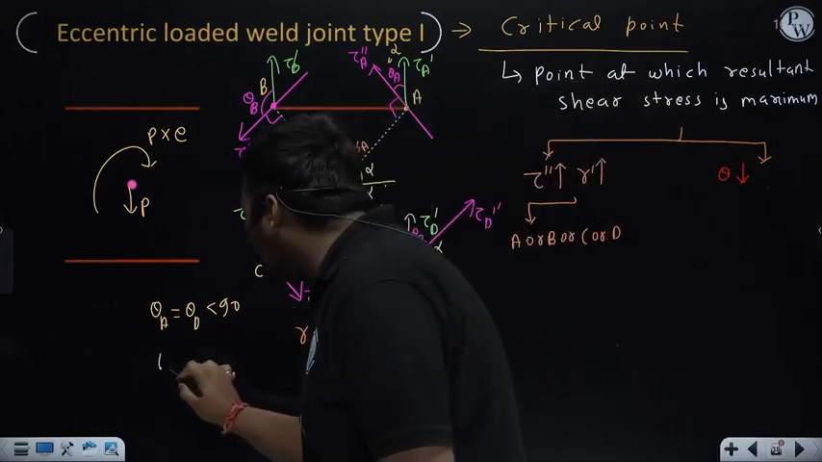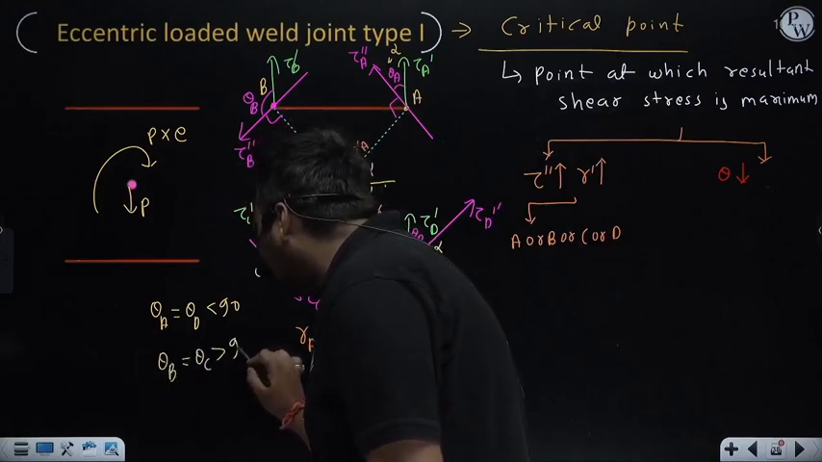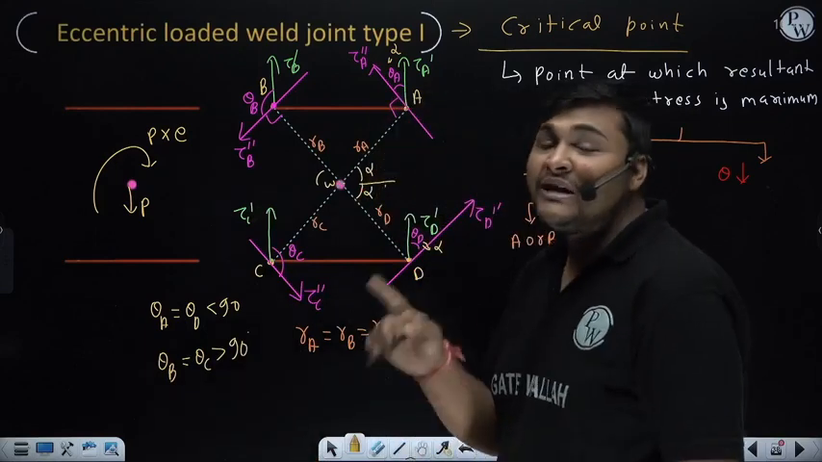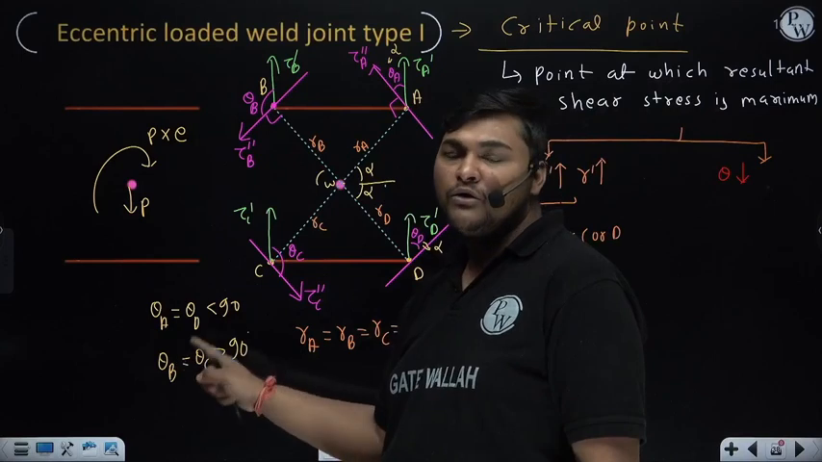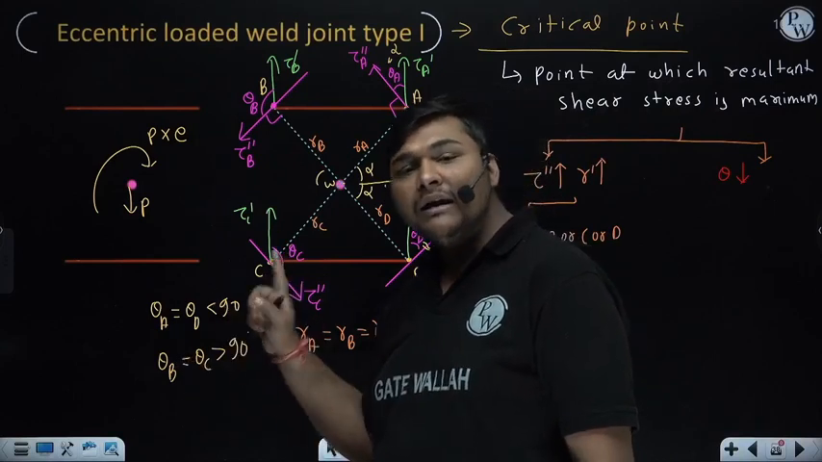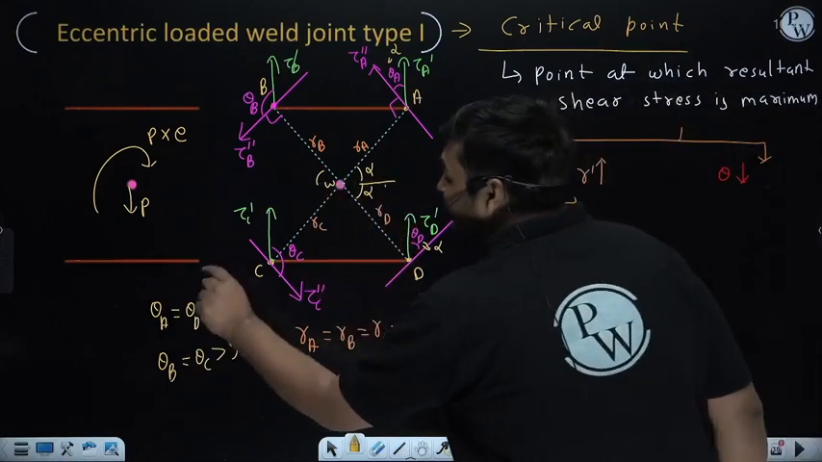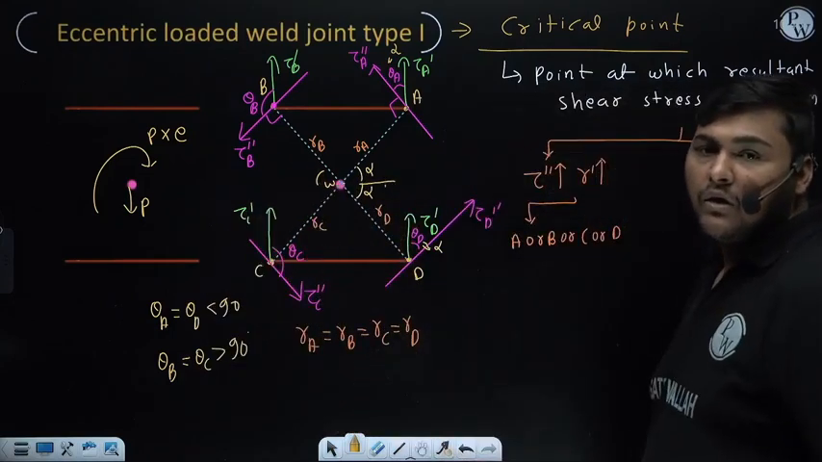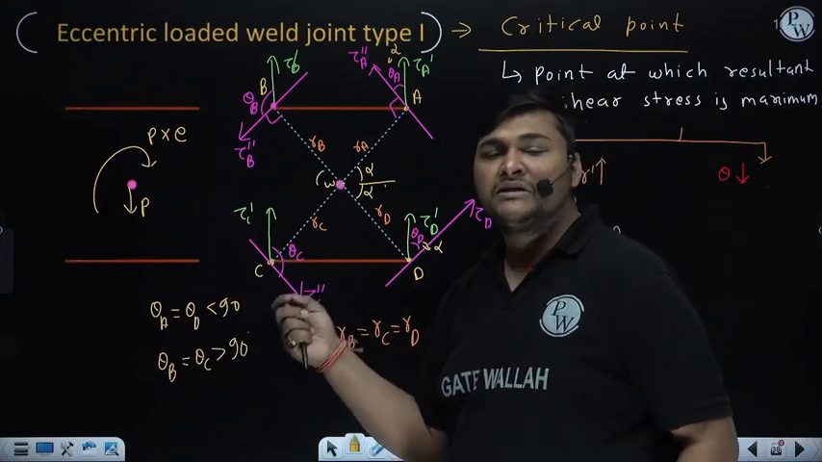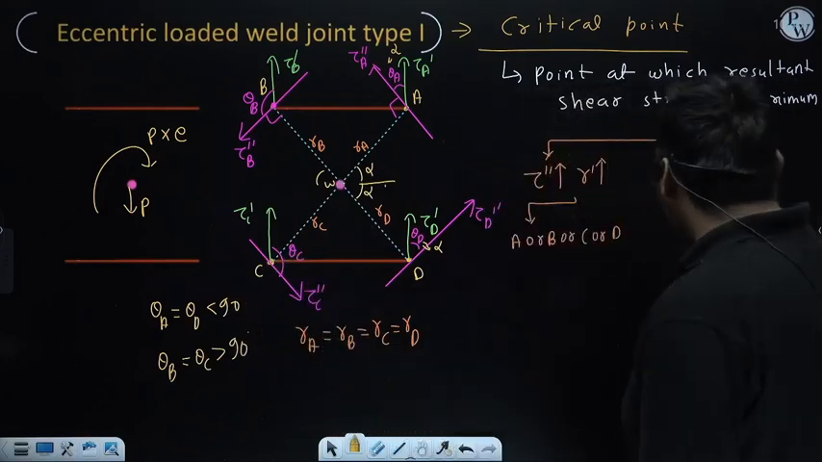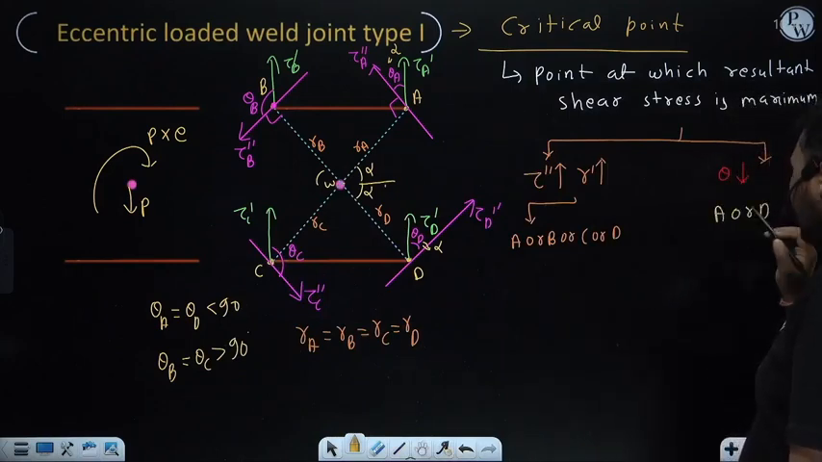Now with symmetry you will say theta B and theta C are also the same, but they are greater than 90 degrees, and you have to look at the lesser value of theta. So if theta is more, you need not calculate this value, because we have to focus on the lesser value of theta. Can I say in this case theta is minimum at points A and D? At both points A and D theta is the same and minimum. So can I say in terms of theta, either point A or point D will be critical?